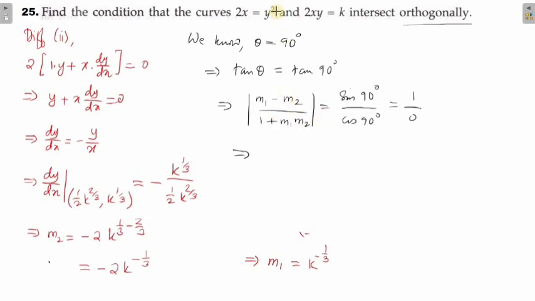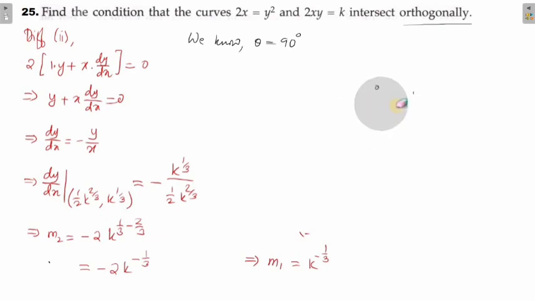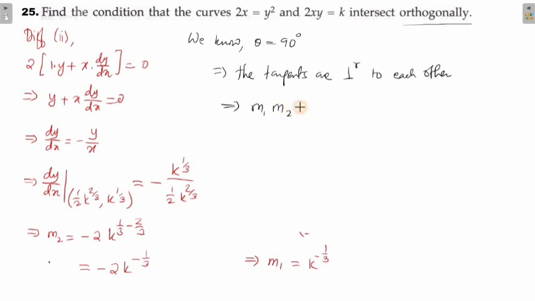Or why to do all these things? No, let's not do this. So we know that theta is 90 degree. That means the angle of intersection between the two tangents is 90 degree. So it means that the tangents are perpendicular to each other, isn't it? So if they are perpendicular to each other, it means that the product of their slopes must be minus 1, isn't it?